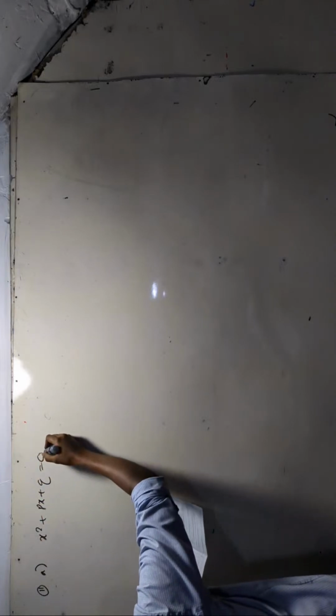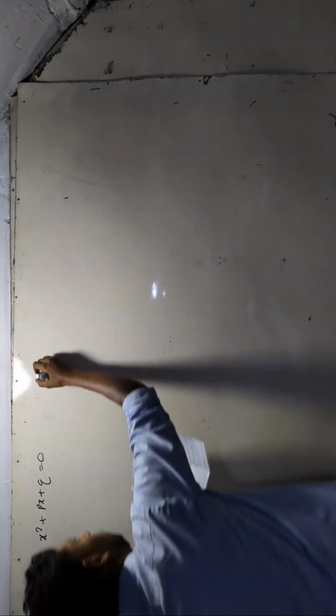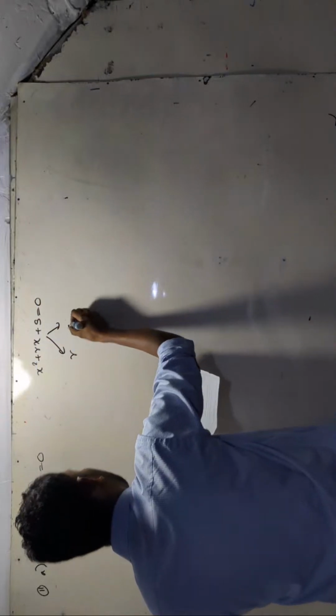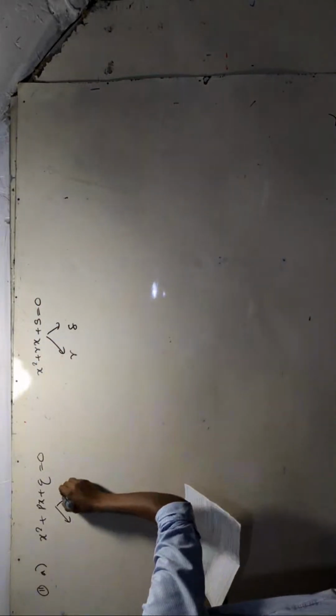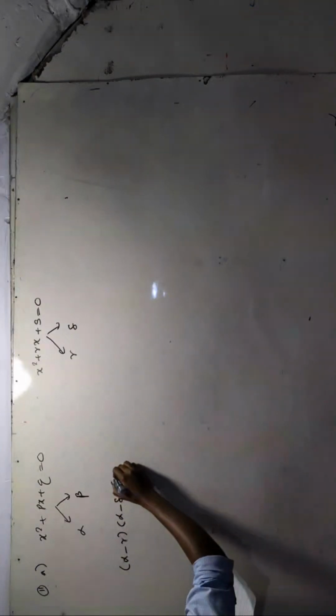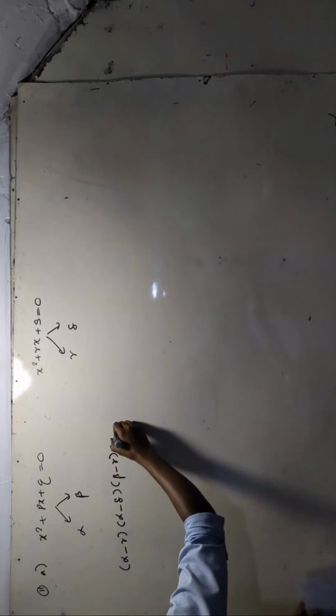Question number 11 for part A. Alpha and beta are the roots of the quadratic equation x squared plus px plus q equals 0, and gamma and delta are the roots of x squared plus rx plus s equals 0. So the roots here are gamma and delta, and the roots there are alpha and beta. Now find the value of alpha minus gamma, alpha minus delta, beta minus gamma, beta minus delta.